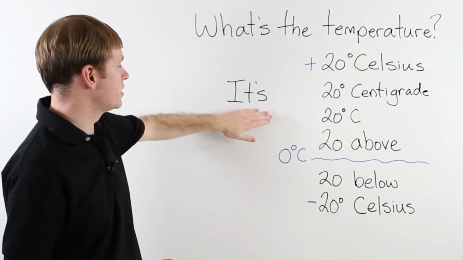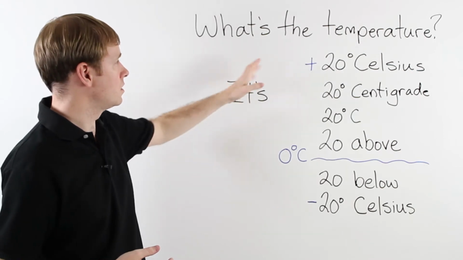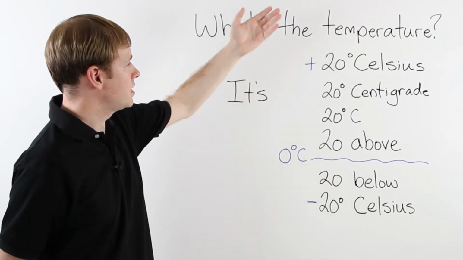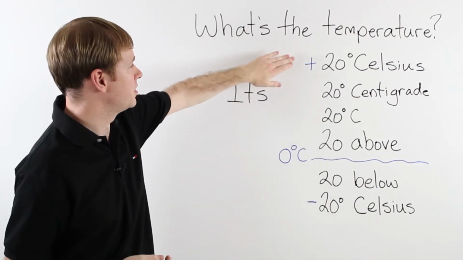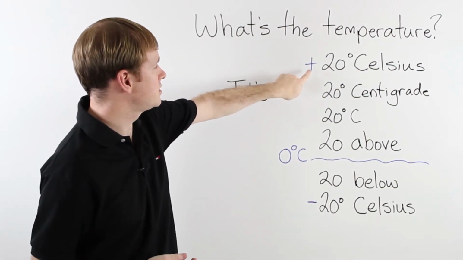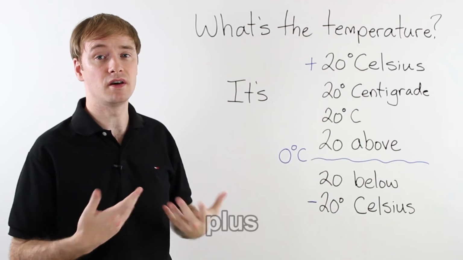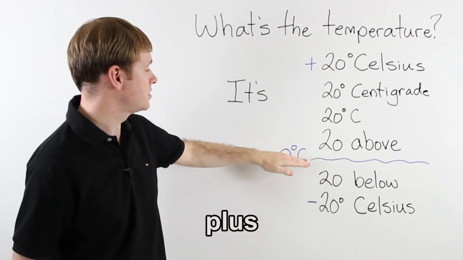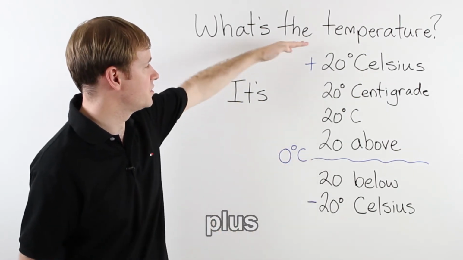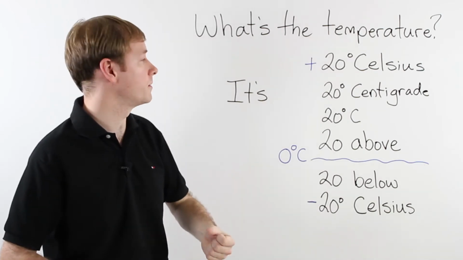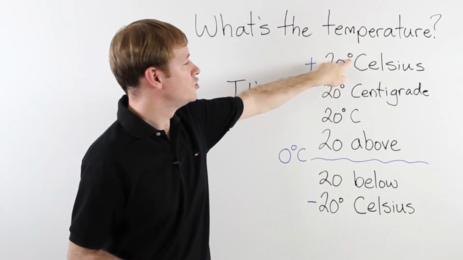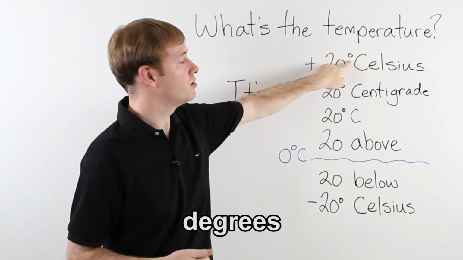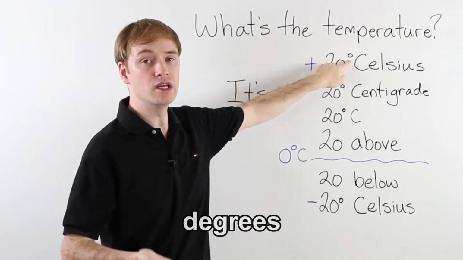You should begin your answer with it's. What's the temperature? It's. And I have many ways to express the temperature. Let's start up here. So what's the temperature? It's. This symbol means plus. Plus means it is above 0 degrees. It's warm. It's plus 20 degrees. This symbol always means degrees.